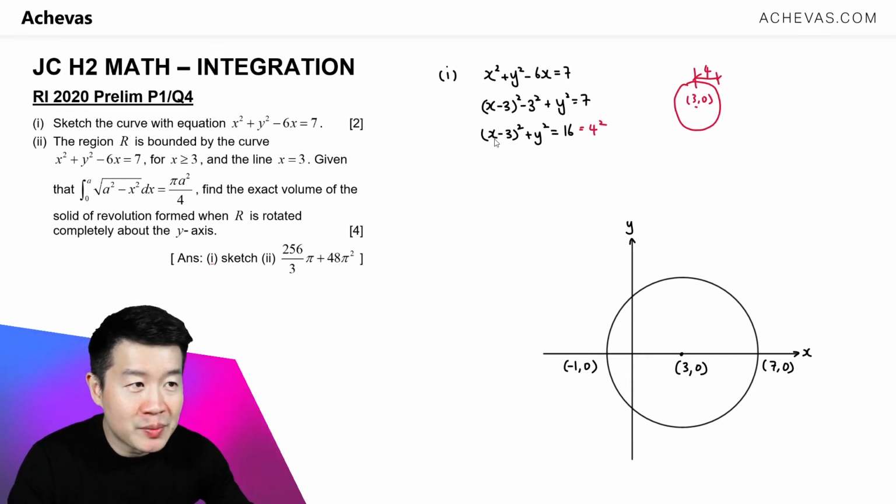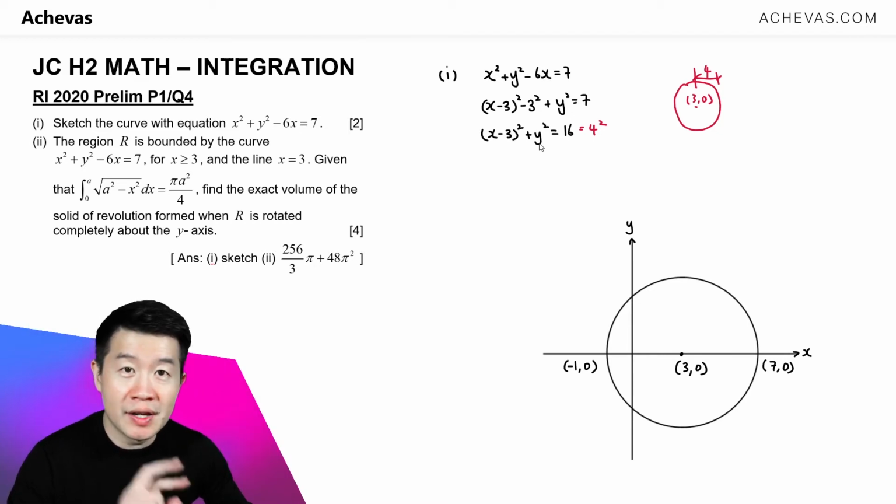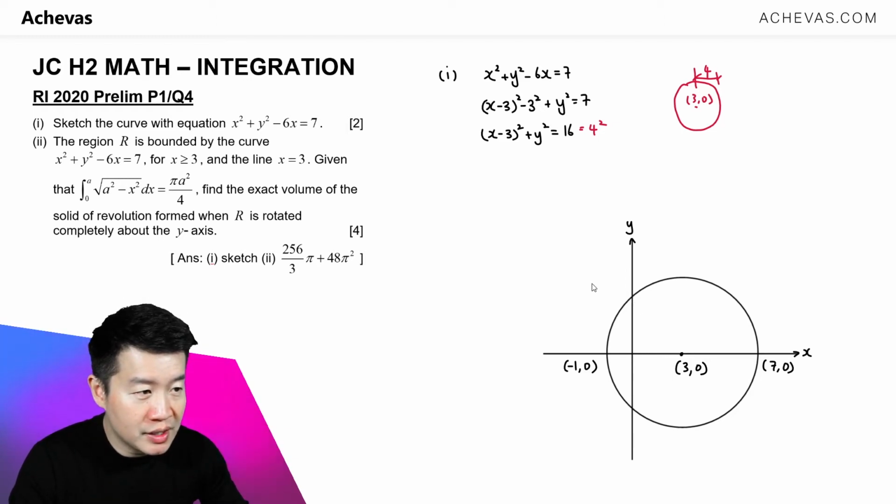And if I were to let x be equal to 0, we will have y squared is equal to 16 minus 9, which is equal to 7, which means that y is going to be plus or minus square root of 7. So this point here is going to be (0, positive square root of 7), and this here is going to be (0, minus square root of 7). And here is the origin.